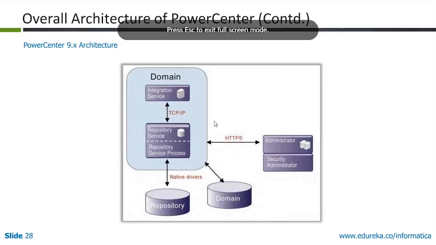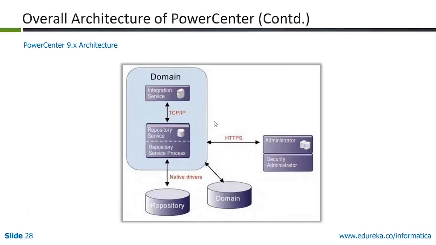Now the node is basically a logical representation of the machine where we are installing it, and each node runs a service manager. So the service manager is present on each node where we are installing Informatica. The gateway node, as I said, receives the service requests from the clients and routes them to the appropriate service and node.